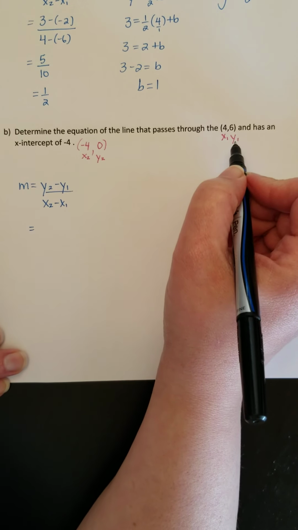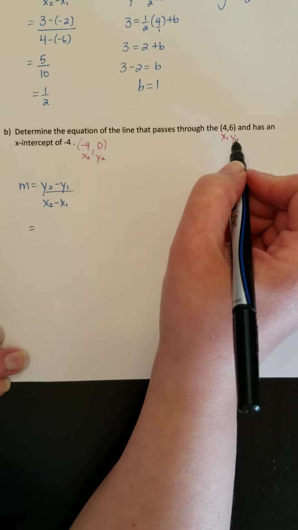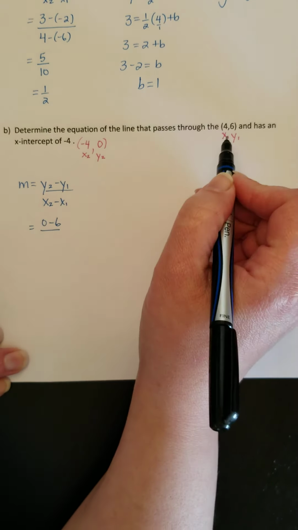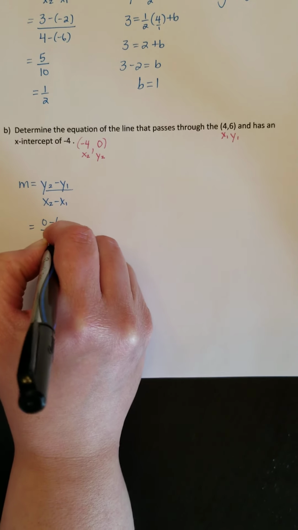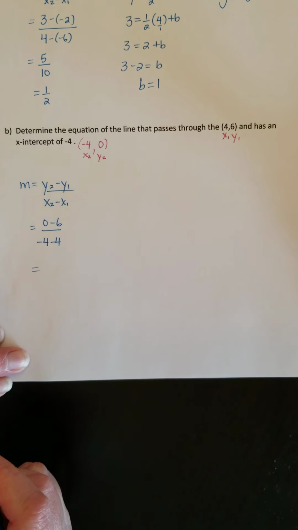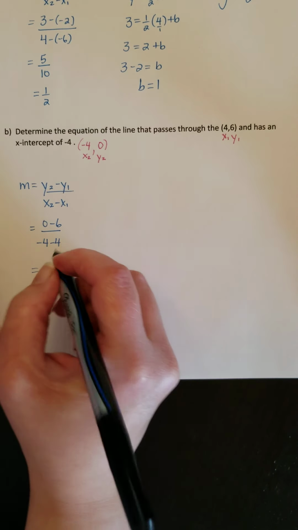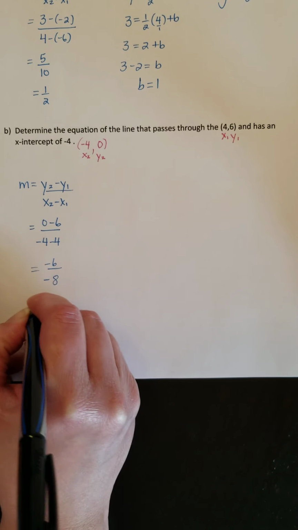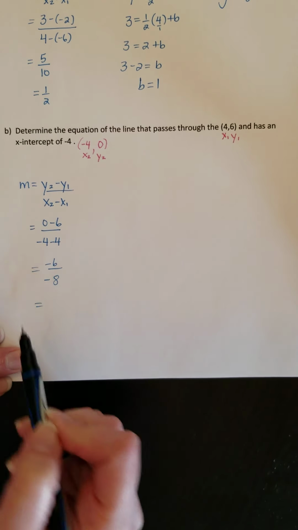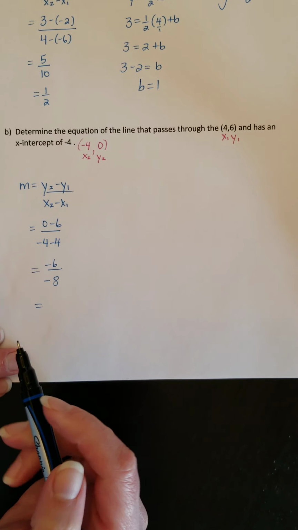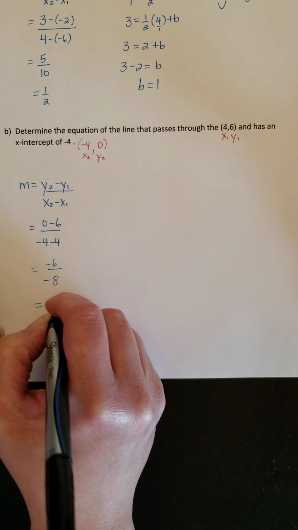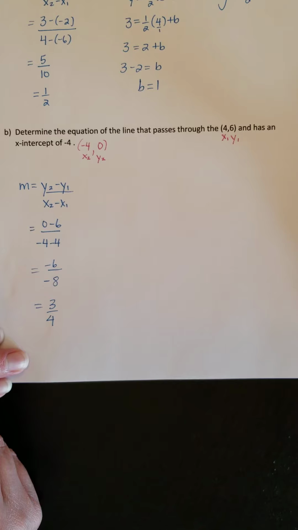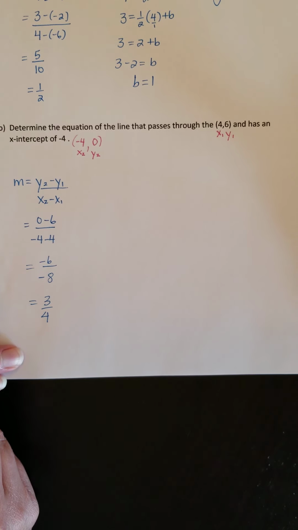So here we're going to have y2 minus y1, so 0 minus 6 over x2 minus x1, -4 minus 4. So in this case, I end up with -6 on top over -4 minus 4 more is -8. Remember that 2 negatives in a fraction make that fraction positive overall, and I'm going to reduce this fraction by dividing the 6 and 8 by 2, and I get +3 over 4. So that's my slope for this equation of this line.